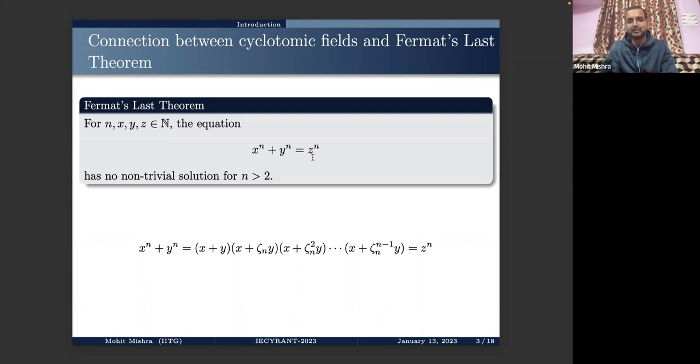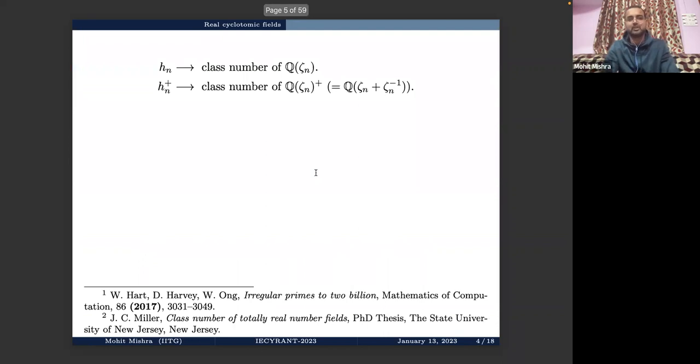So due to this evident connection between Fermat's Last theorem and the class groups or class numbers of cyclotomic fields, mathematicians all around the world started looking at the class groups of cyclotomic and real cyclotomic fields. So in this lecture, the class number of Q(zeta_n) will be denoted by h_n, and the class number of its maximal real subfield Q(zeta_n plus zeta_n inverse), which we also denote by Q(zeta_n)^+, will be denoted by h_n^+.